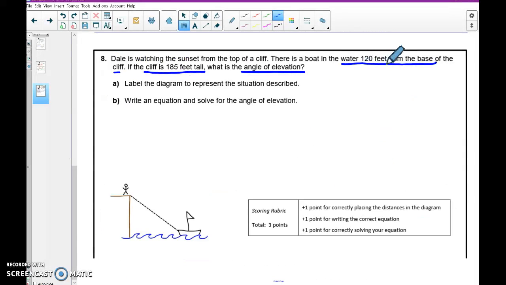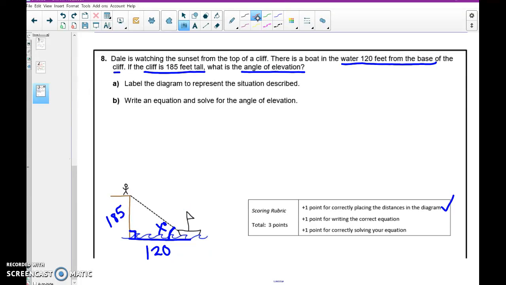So down here, 1 point for correctly placing the distances in the diagram. The boat is 120 feet from the base of the cliff. Well, the base is right here, so the boat is 120 feet away. The cliff itself is 185 feet tall, so I get 1 point just for putting those numbers in. I'm looking for the angle of elevation, so that's my X. Remember, angle of elevation has to go with a horizontal line. The only horizontal line is right here. This is my 90 degree, by the way, so I can't use that. So right here is my X angle. That's what I'm looking for.